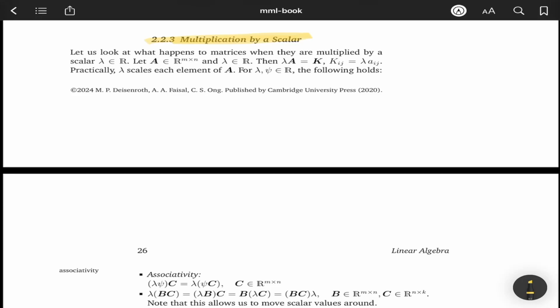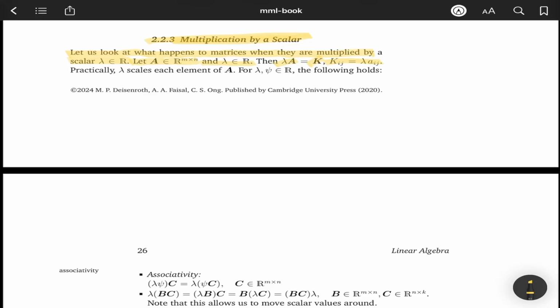Let us look at what happens to matrices when they are multiplied by a scalar lambda from the real set. Let A be a matrix m times n and lambda an element of the real set. Then when you scale the matrix A with lambda, we call it K. And K is equal to, you scale each element with the same factor, the same scalar. Practically, lambda scales each element of A.